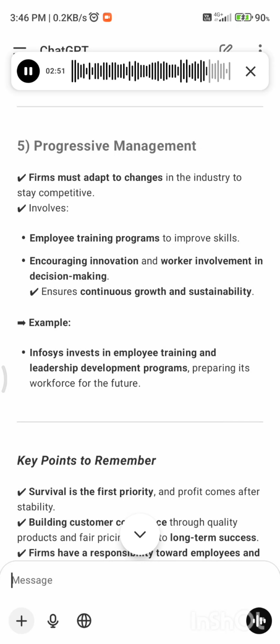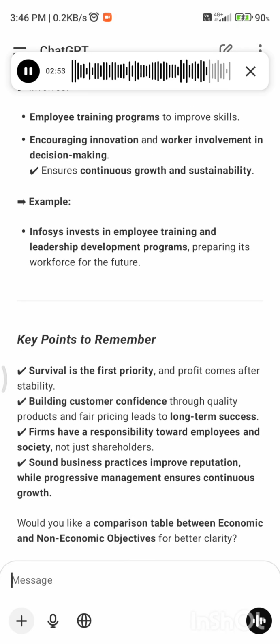Key points to remember: survival is the first priority, and profit comes after stability. Building customer confidence through quality products and fair pricing leads to long-term success. Firms have a responsibility toward employees and society, not just shareholders. Sound business practices improve reputation, while progressive management ensures continuous growth.